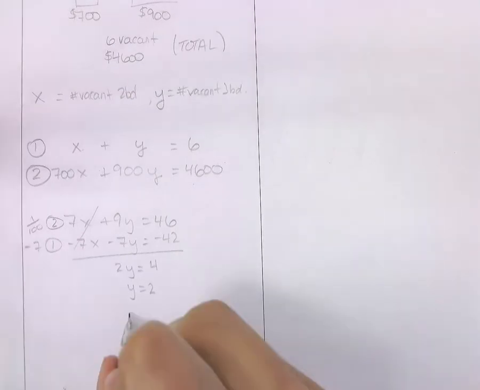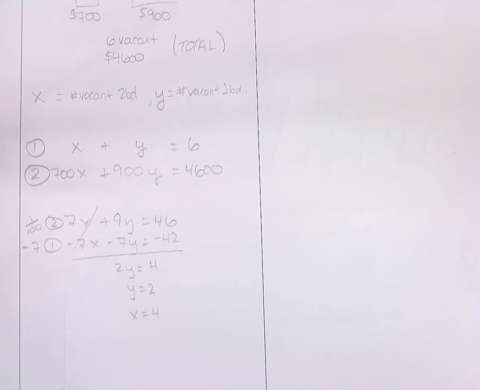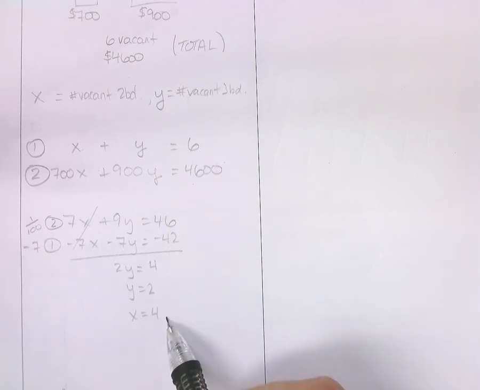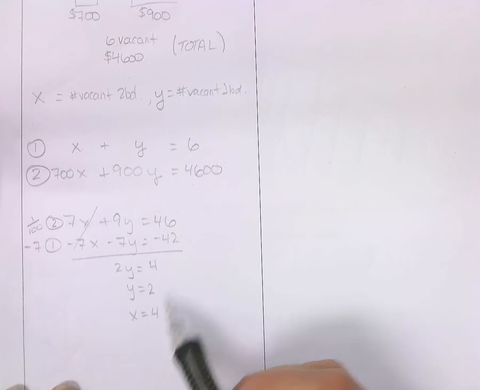Because there were 6 lost, and if you do 6 minus 2, you get 4. So you can't just say 6 lost apartments. So the other ones that are lost, there had to be 4 of them because it's 6 total.